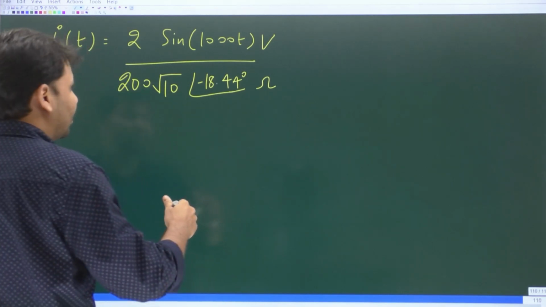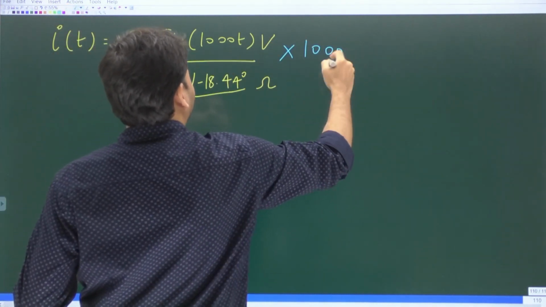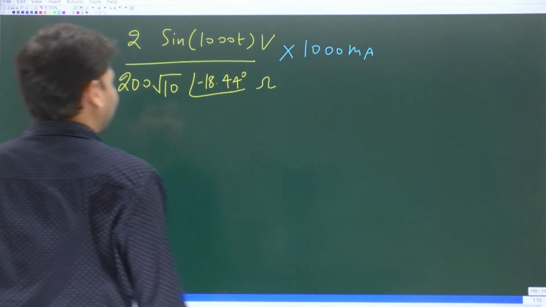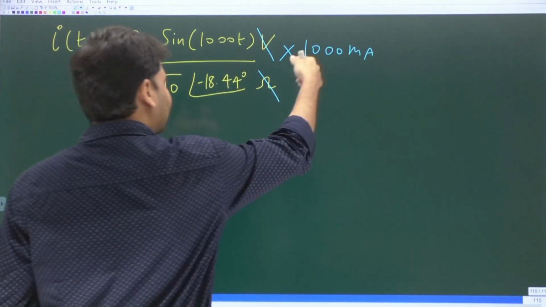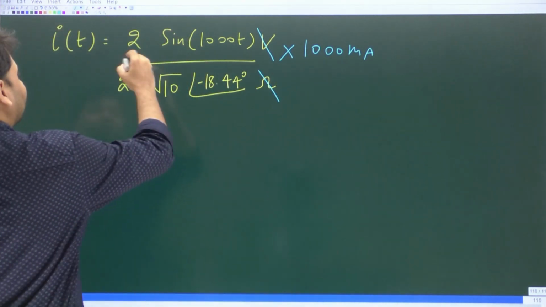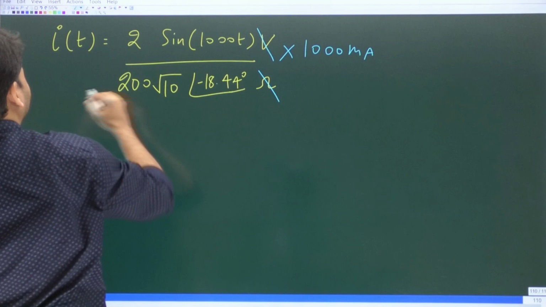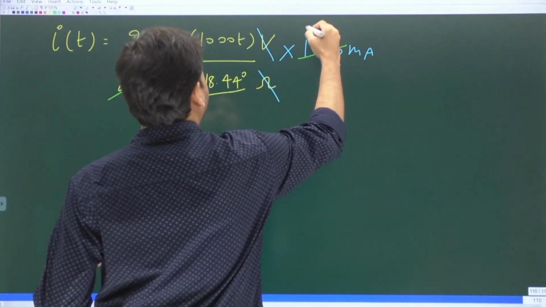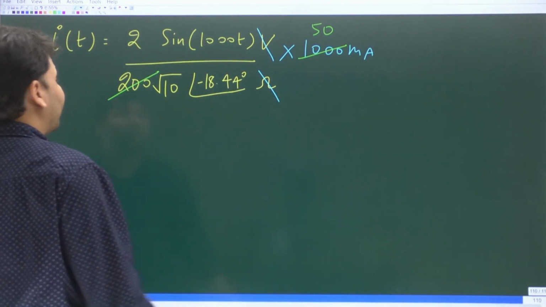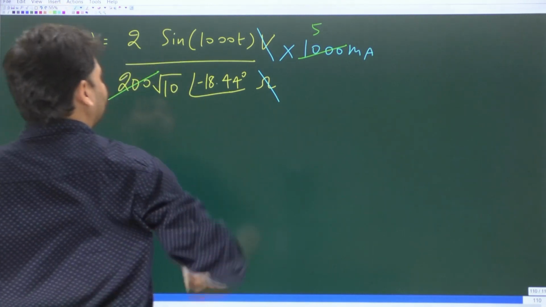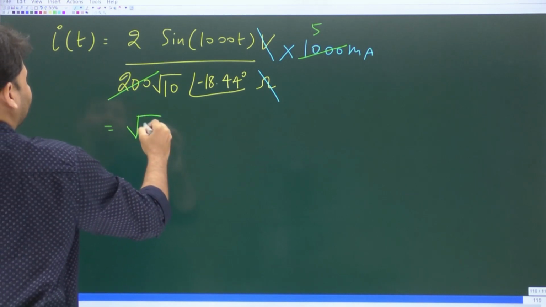I think it is asked in milliamps, right? Because it is asked in milliamps, you can just multiply it with 1000 milliamps. Okay, so volts by ohms is going to be amperes. 1 ampere is 1000 milliamps. I think 200 goes into 1000, right? 200 goes into 1000 as 5. 5 into 2 is 10. 10 by root 10 is again root 10.